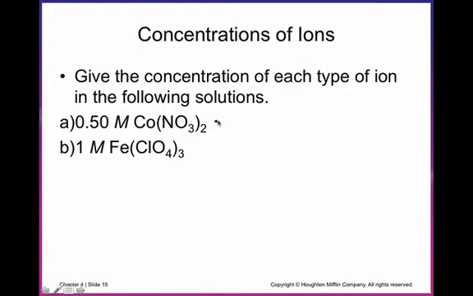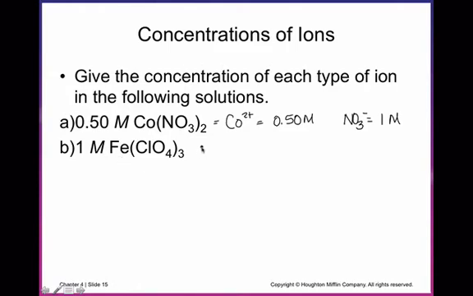So that means that my cobalt, which must have a 2+ charge, is going to be equal to the concentration I already have because there is 1 of these, so the concentration will stay the same. My concentration of my nitrate ions, however, is going to be twice that amount because it produces 2 of these for every 1 molecule of this that goes in. So 2 times 0.5 would be 1 molar for the nitrate anions.